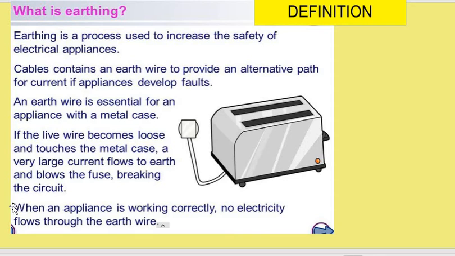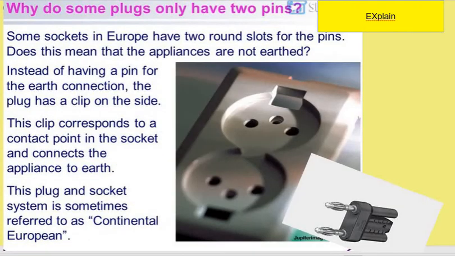One thing to note, when an appliance is working correctly, no earth is required. Pause the video, define the word earthing. Another type of plug we get has got 2 pins. You might have a hairdryer or a smaller appliance with 2 pins. Now remember, there were 3 pins.